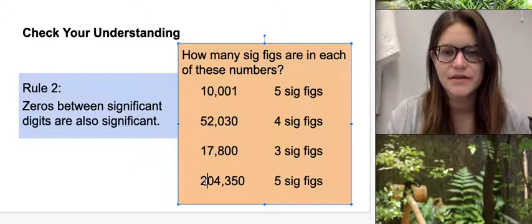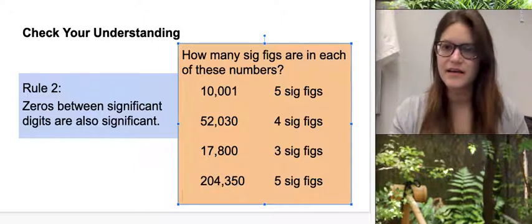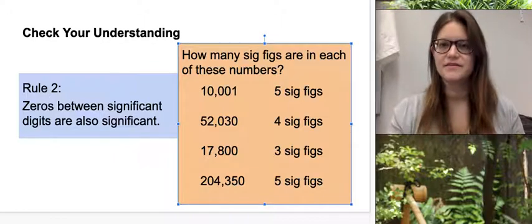And in our last one, this 0 between the 2 and the 4 is significant, but the 1 at the end is not significant. So the significant figures are these 5 here. And that is the end for this first video on significant figures.